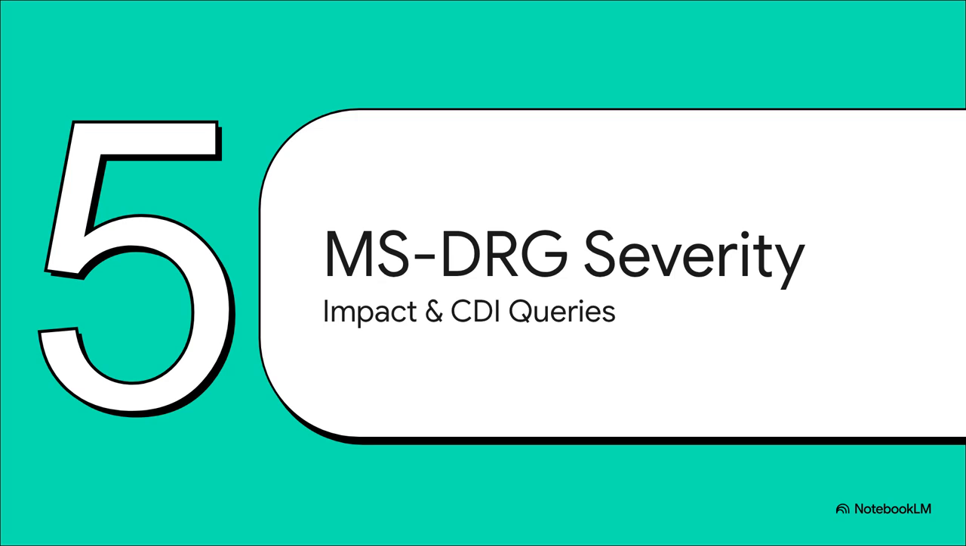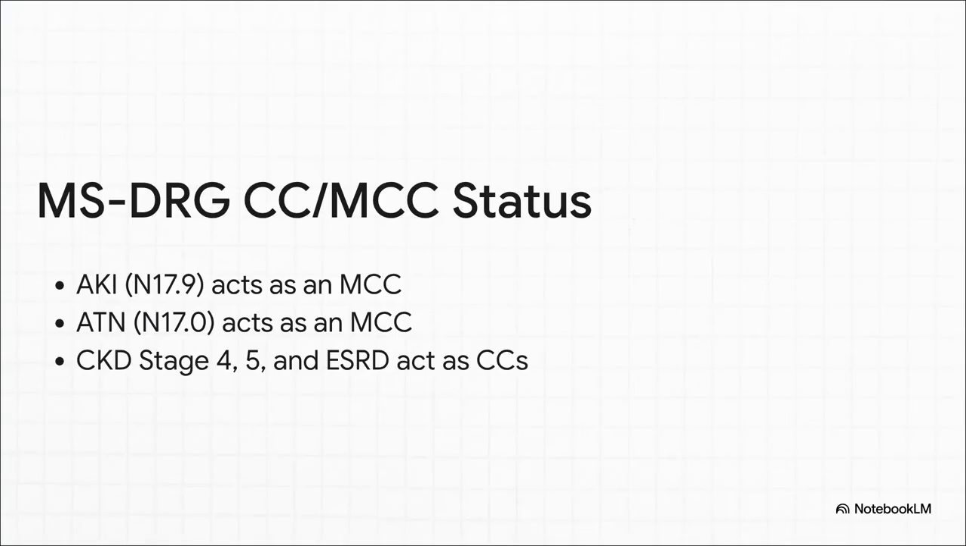Moving on to Section 5, IPDRG Severity Impact and CDI Queries. Let's look at how all this coding logic directly builds your facility's revenue integrity. Understanding the weight of these codes in the grouper is literally vital. Acute kidney injury and acute tubular necrosis are major complications and comorbidities, or MCCs.